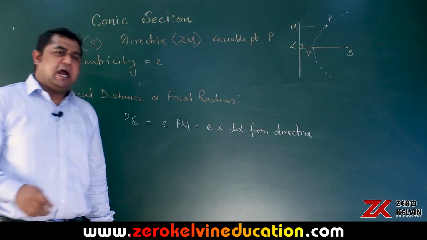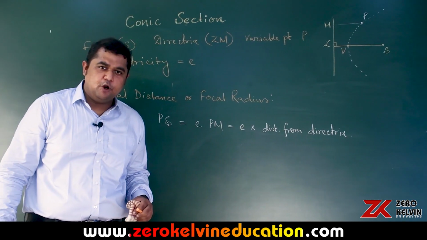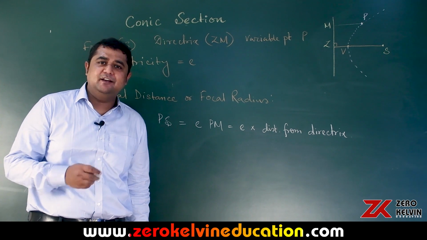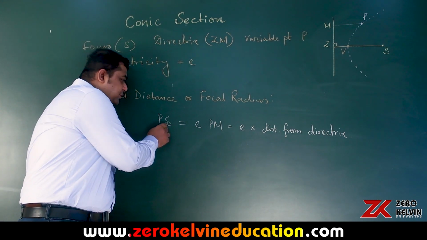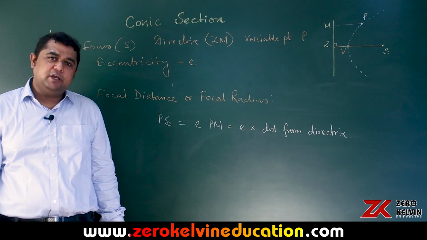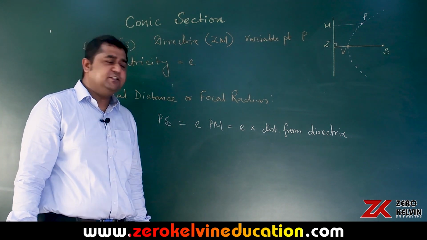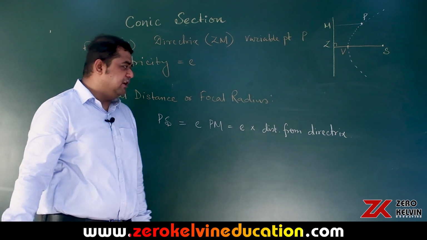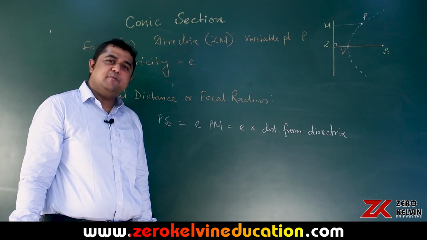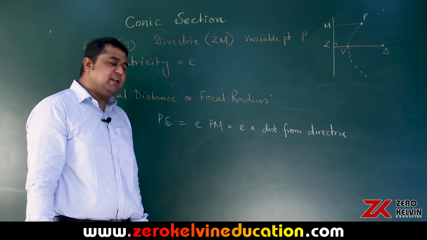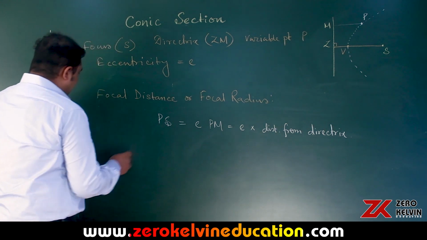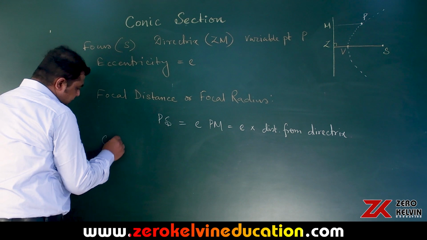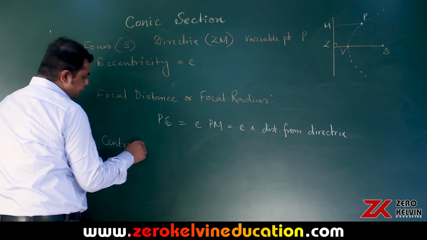So, whenever the directrix is one of the coordinate axes or a parallel line, instead of going through a distance formula between the point P and the focus S, we can also rely on having the distance from the directrix and multiplying it with the eccentricity value E. And last but not the least, the center of a conic.